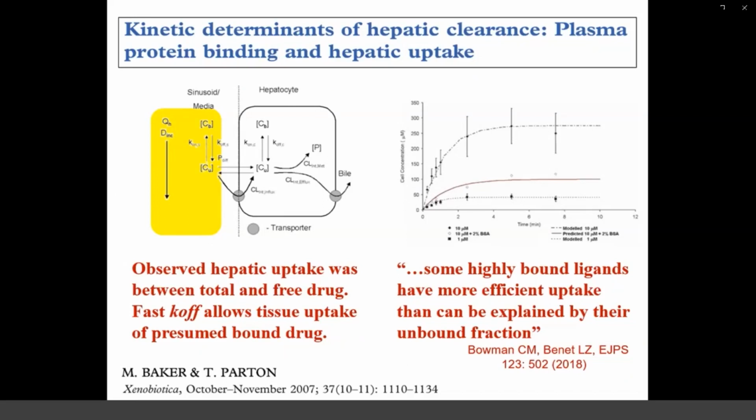These studies were followed by a review by Bowman and Bennett, who concluded some highly bound ligands have more efficient uptake than can be explained by their unbound fraction. So we often use FUP in our models based on the free drug hypothesis. Keep in mind, there are exceptions to the free drug hypothesis as indicated in the past two slides.